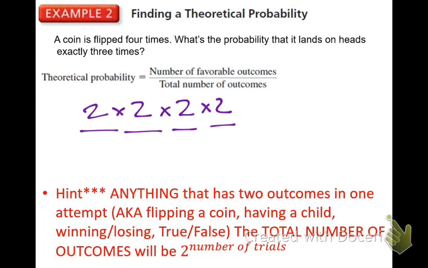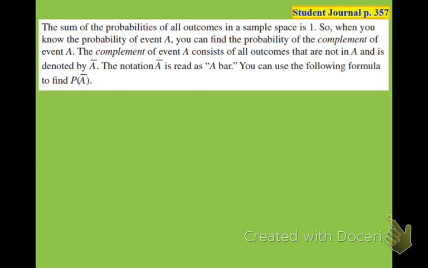The total number of outcomes will be 2 raised to the number of trials. So how many trials or events did we have in this problem? 4. So this would be 2 raised to the 4, which is the same thing as 2 times 2 times 2 times 2. If you remember this way, that is perfectly fine. If you don't and you need to do the events, that is also fine. It'll happen with anything, true and false, etc.